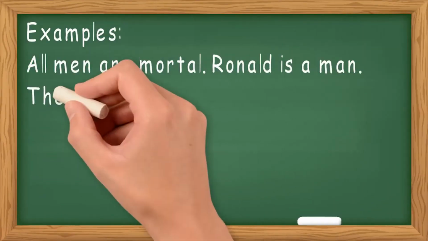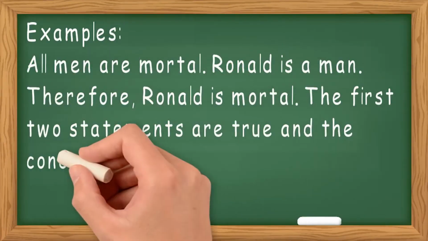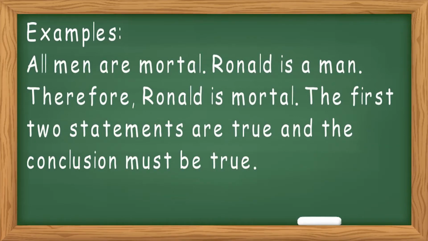With deduction, you can provide absolute proof of your conclusions, given that your premises are correct. However, remember that the premises themselves remain unproven or unprovable. Examples: all men are mortal. Ronald is a man. Therefore, Ronald is mortal. The first two statements are true, and the conclusion must be true.